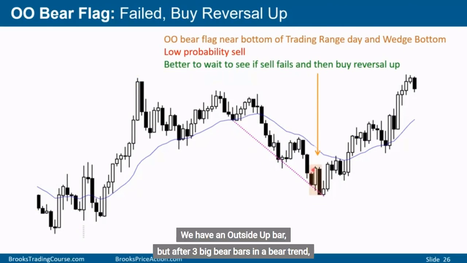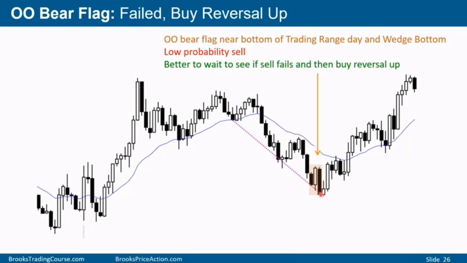We have an outside up bar, but after 3 big bear bars in a bear trend, I don't want to buy above that bear bar. It did not go above the bull bar. And we have outside down, so outside up bull bar, outside down bear bar, but look to the left. We might be forming a double bottom. It might be near the bottom of our trading range. 3 legs down, 1 pullback, 2 pullback, 3, and a micro double bottom, down, bounce, down. So I'm not eager to sell below the low of that bar.